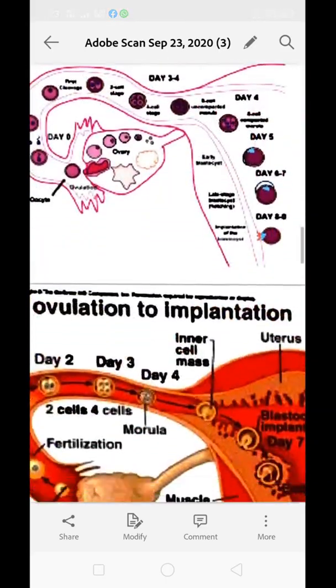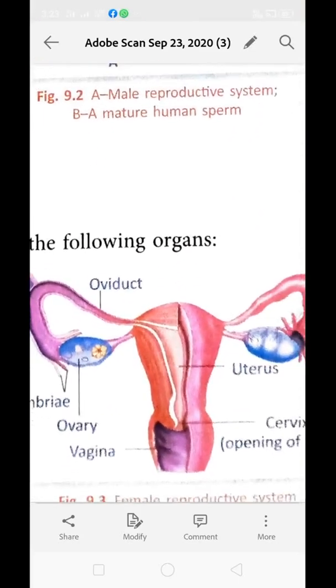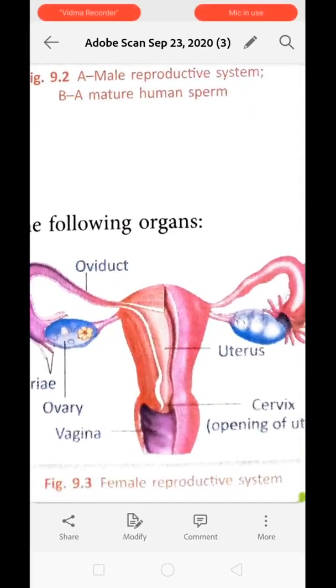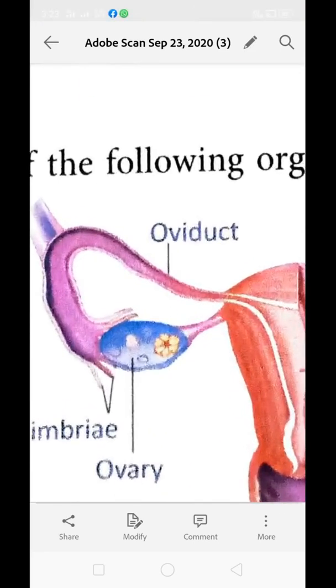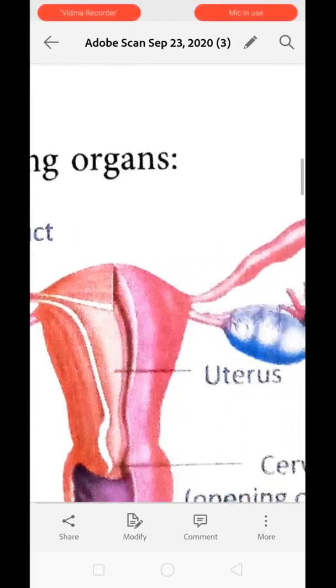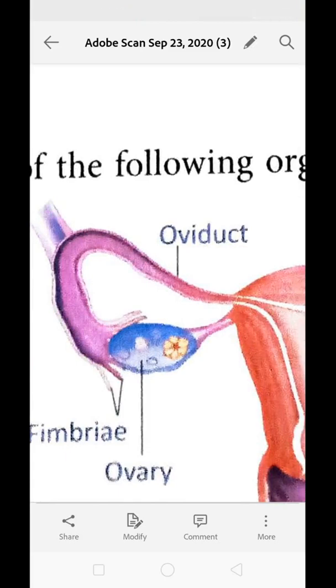In the case of humans, we have two ovaries, right? But every month only one ovary produces ovum. Just imagine if this month this ovary produces the ovum, then the next month this one will produce, then again the next month this one will produce. Clear? In human beings, only one egg is released every month from either of the two ovaries.